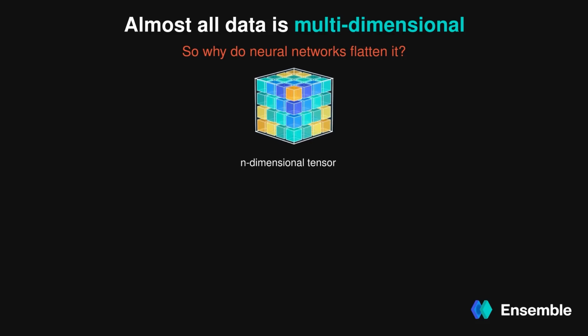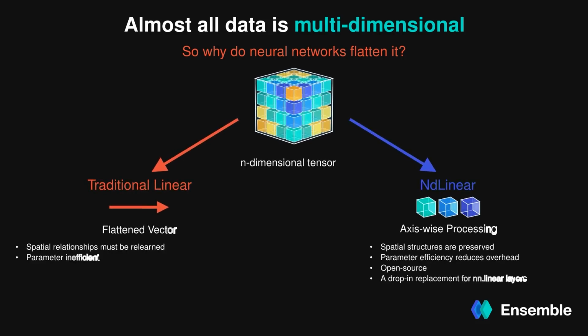Let's compare the traditional approach with our solution. NdLinear. Traditional linear layers flatten rich data into a single vector. This forces the model to relearn spatial relationships, and it creates massive parameter overhead. NdLinear processes each dimension separately, preserving the original structure and dramatically reducing parameters. It's an open-source drop-in replacement for standard linear layers.